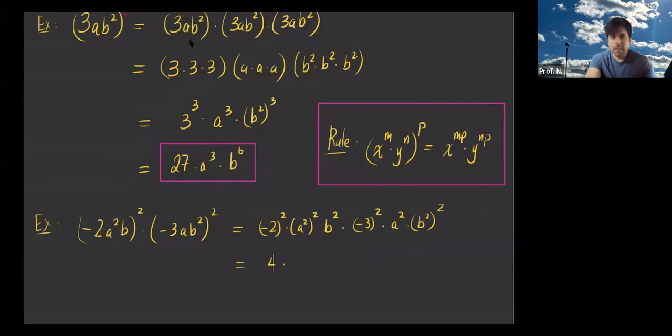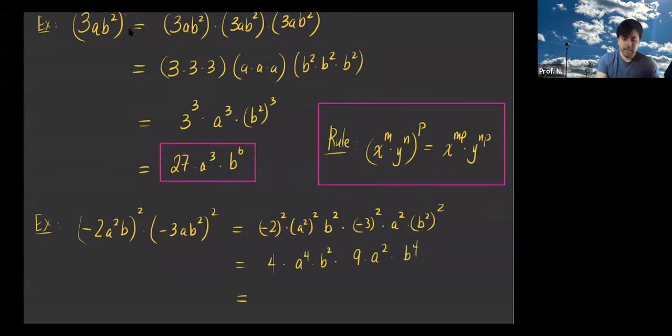Yeah, we'll get to the answer, Emil. So what is a squared squared? A to the 4th power. Good. It's a to the 4th power. B squared is just b squared. What's negative 3 parentheses squared? 9. A squared is just a squared, and b to the squared squared? B to the 4th.